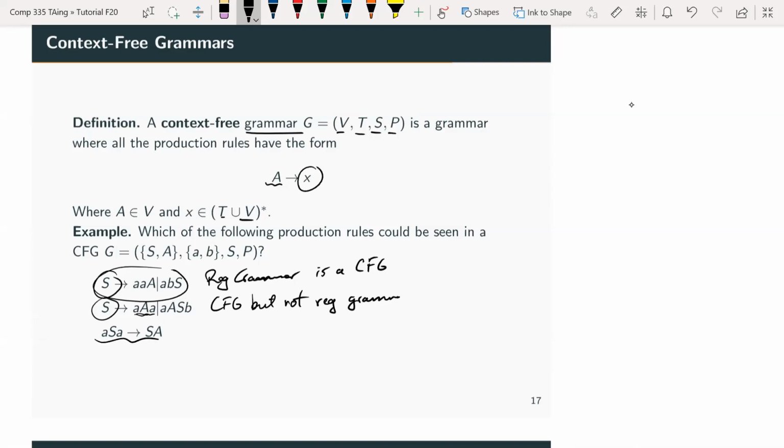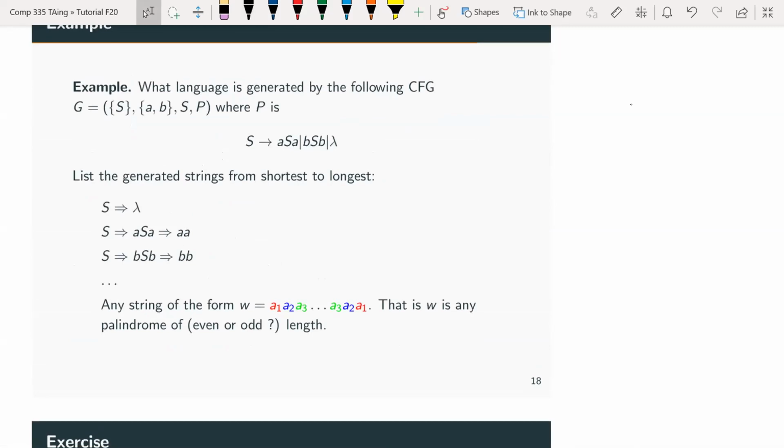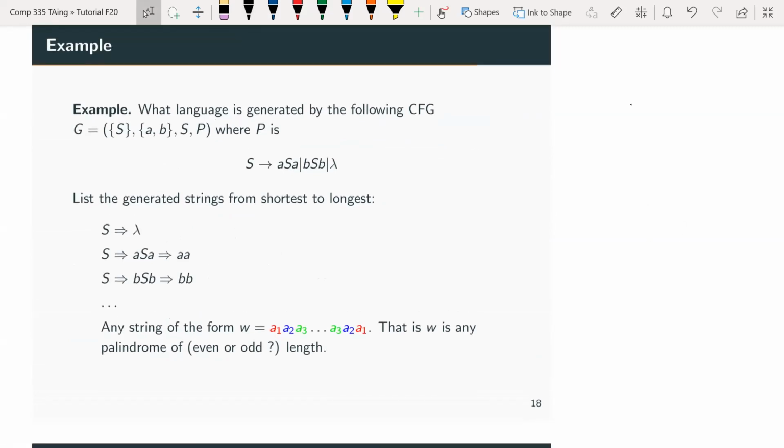And finally, this guy, well, here I'm still restricting myself on the left-hand side to only have a single variable. So this is not a context-free grammar. In fact, this is a context-sensitive grammar, which you're going to see at the end of the course, which is even more powerful than a context-free grammar. All right. So let's look at a few examples. Well, one example and one exercise to close this tutorial on this final topic.